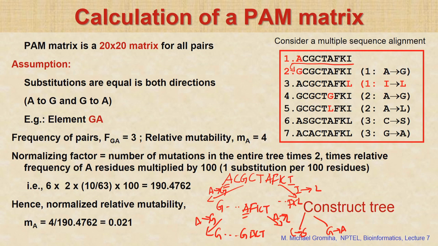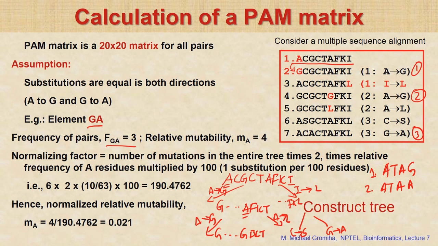If A is mutated to G, for example, if you have this one, here the mutation is G to A. If this is sequence 1 and this is sequence 2, this is G to A. If the second one is sequence 1 and the first one is sequence 2, then the mutation is A to G. So, we consider these substitutions equal in both directions, whether A to G or G to A. Okay, fine, take the element GA. How many pairs GA are there? How many mutations involved G and A? 1, 2, 3. So, F GA equals 3.